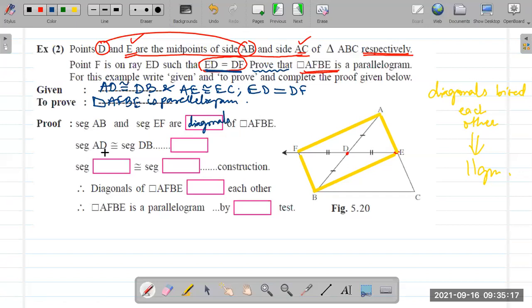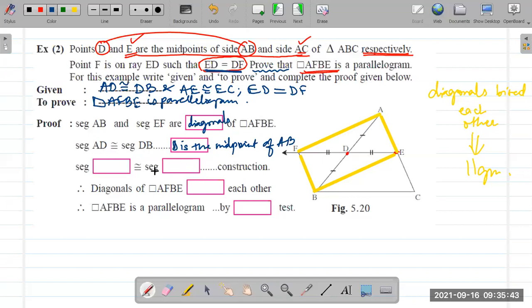Next, AD is congruent to DB. What is the reason? We have to put the reason in this box. AD and DB, they are congruent. What is the reason? Because D is the midpoint of AB. We are given this because D is the midpoint of AB.